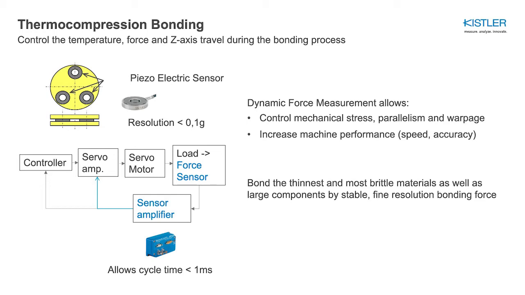The closed loop control shows here the controller such as PLC or industrial PC, servo amplifier and motor, and the force sensor and sensor amplifier from Kistler. The amplifier, which allows cycle time below 1 millisecond, gives you an analog signal which is equal to the force applied. This allows high dynamic force measurement and control in thermocompression bonding.